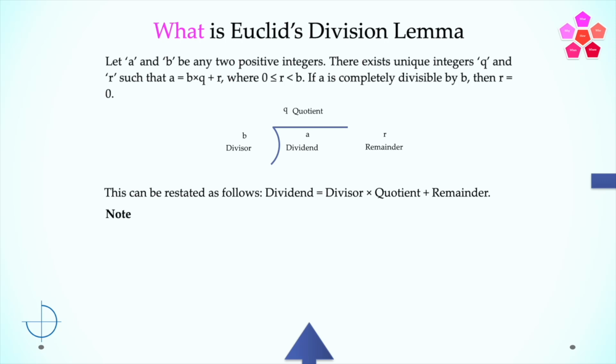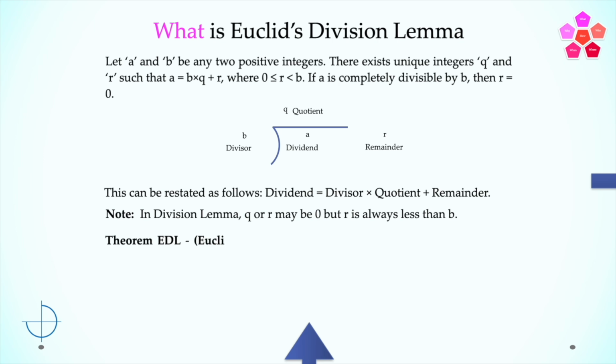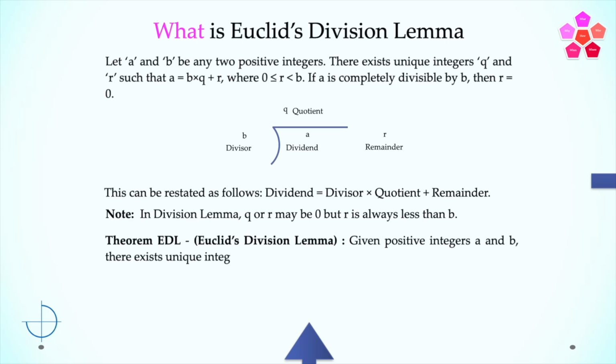It is important to note that in the division lemma, q or r may be 0, but r is always less than b. So theorem EDL, this is just a WahPACT shorthand to remember Euclid's division lemma. Euclid's division lemma: given positive integers a and b, there exist unique integers q and r satisfying a is equal to b multiplied by q plus r, where r is greater than or equal to 0 and always less than b.